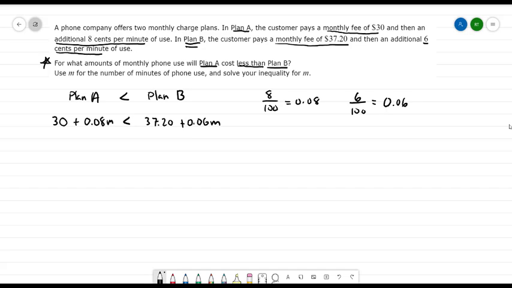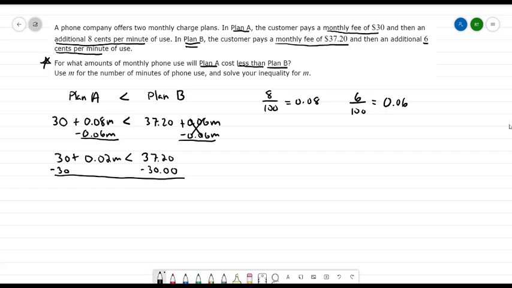And now we are going to solve it. So subtract 0.06 M from both sides. This cancels. We're left with $37.20 on this side. And then we have $30 plus 8 cents minus 6 cents is 2 cents. Next, take away 30 from both sides. And I can add my decimal here since it's not in dollar format. This cancels out. I'm left with 0.02 M less than $7.20.